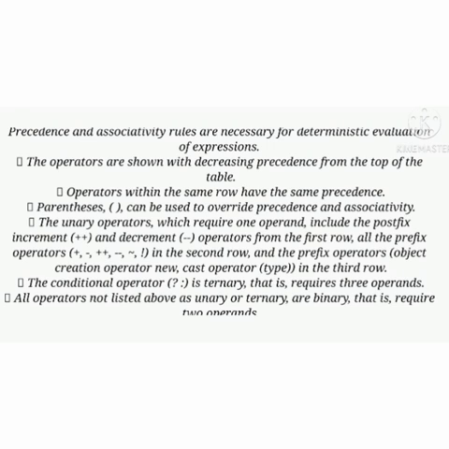Next one is the object creation operator, which is in the third row. The conditional operator requires three operands. Next, all operators not listed above as unary or ternary are binary, that is, they require only two operands. In this we have to consider the order of operand evaluation. Evaluation means the operands and operators are evaluated from left to right. In this, we have seen the evaluation order influences the result returned by an operator.